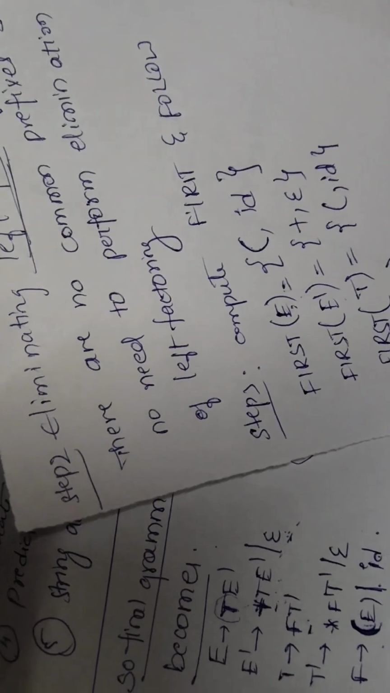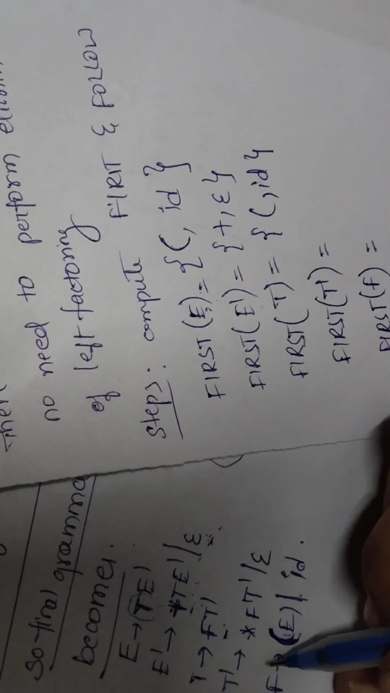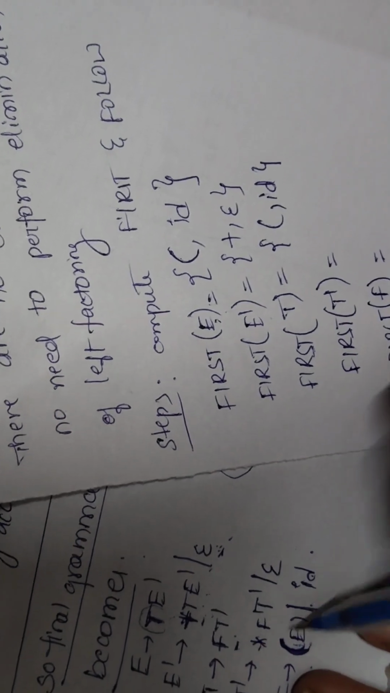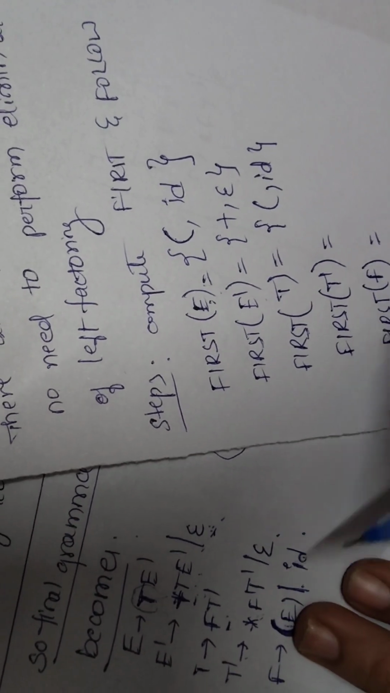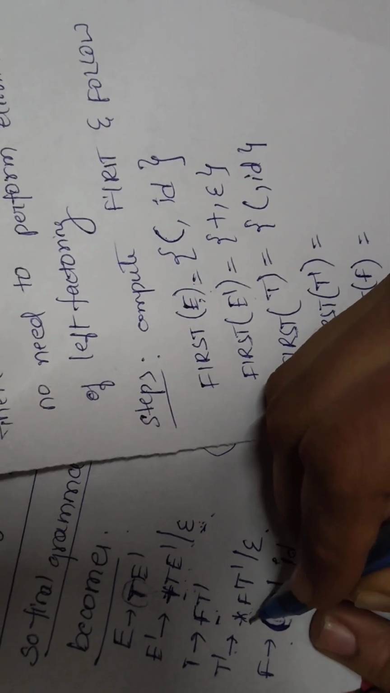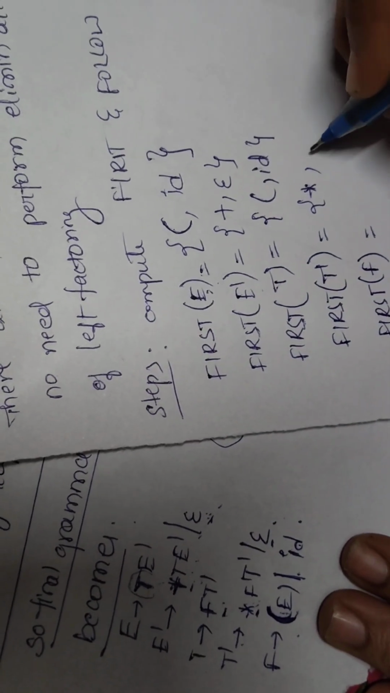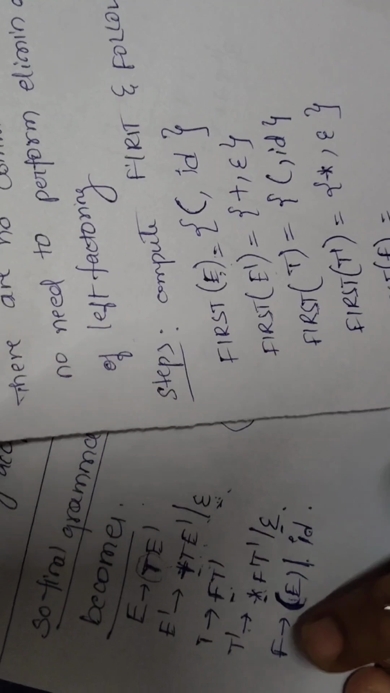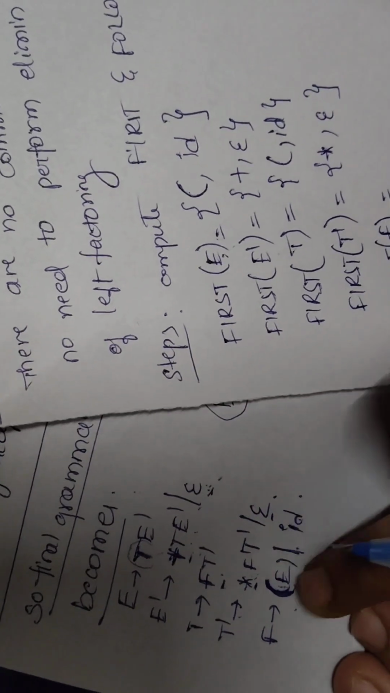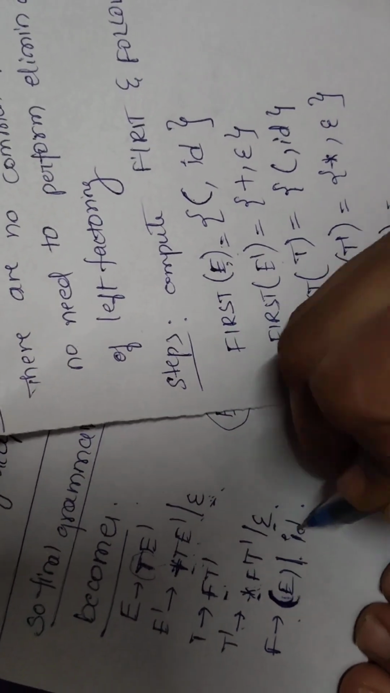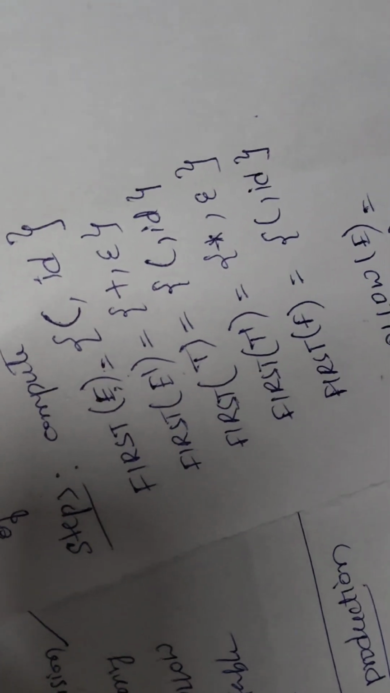Okay, next, what is first of T dash? Star and epsilon. See the first starting element, star and epsilon. What is first of F? First of F is open parenthesis and ID. So this is the first calculation. So next we will calculate follow.